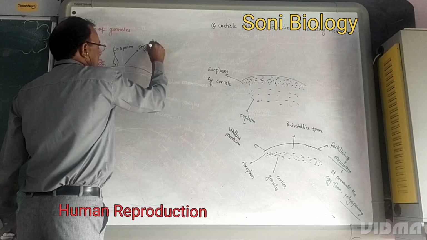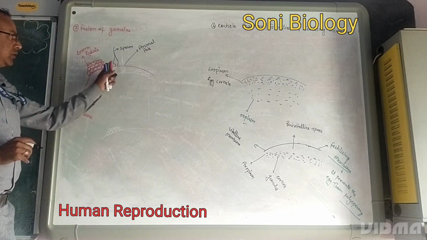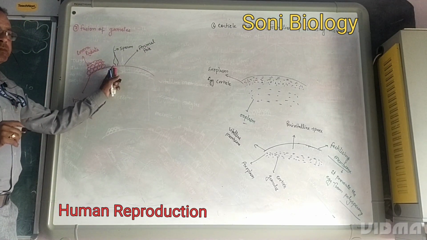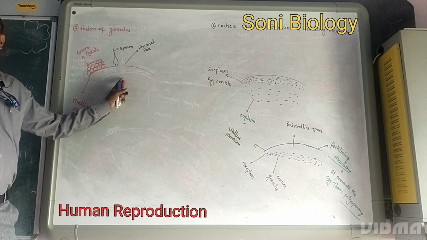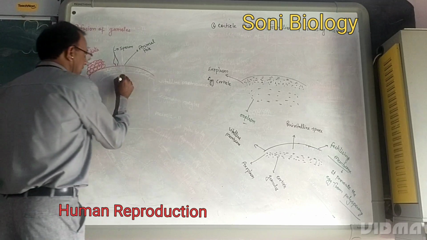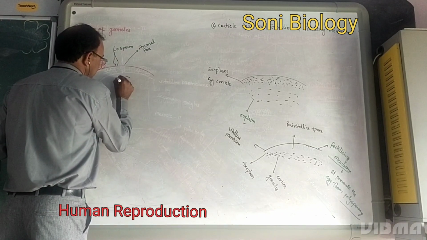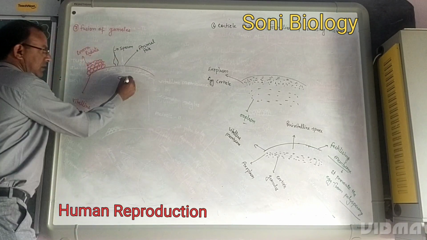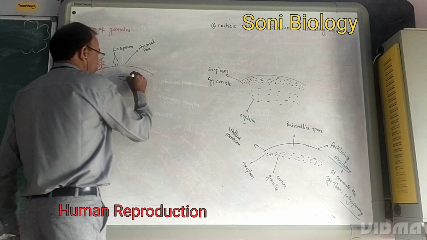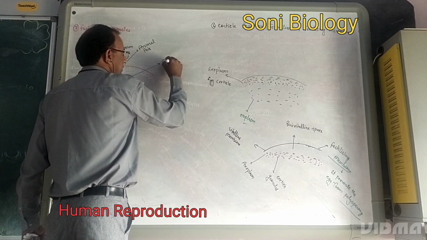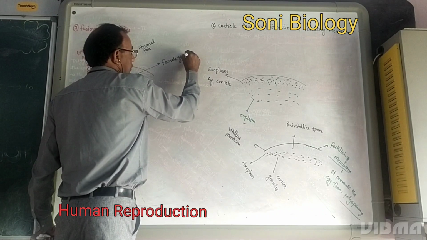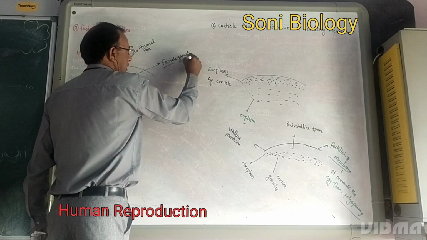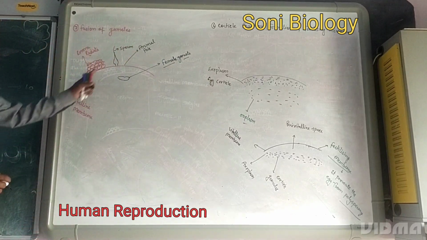Why is it called the animal pole? Because through this end sperms enter, because here is the nucleus. The nucleus is present just near the vitelline membrane. So it contains the nucleus, which is known as the female gamete, or female nucleus.